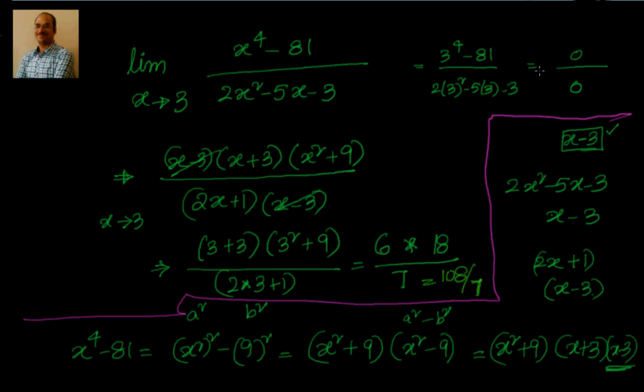So whenever you see 0 by 0 form, just have a look and see, can you find out x minus a as a factor. That's important. The factor which we need to get out common in both numerator and denominator is x minus a. Once you get this cancelled out, then you will not have any more 0 by 0 form.